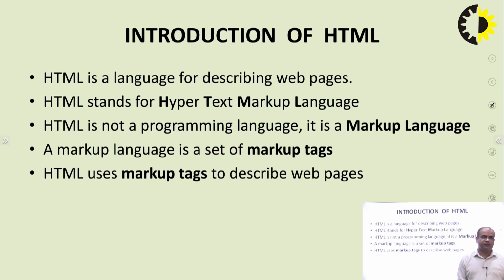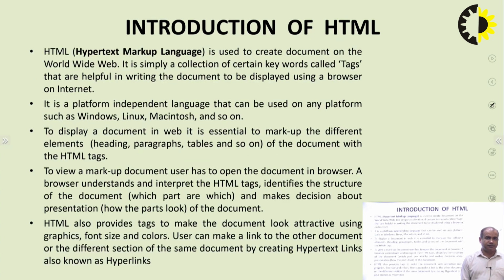So first is, what is HTML? Basically HTML is a language for describing web pages. HTML stands for Hypertext Markup Language. HTML is not a programming language, it is basically a markup language. A markup means a set of markup tags which indicate some action performed on the given text within that markup or within the tag. HTML uses markup tags to describe web pages.